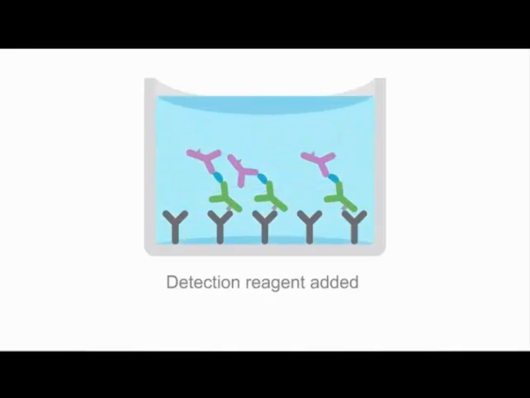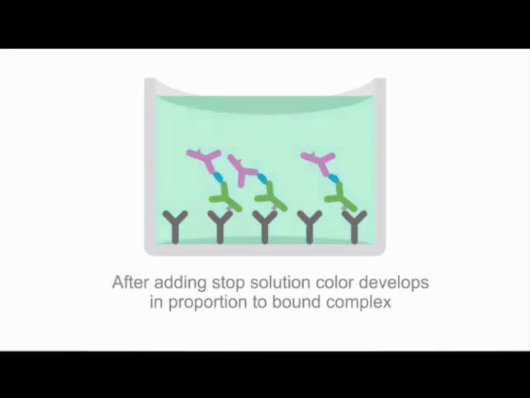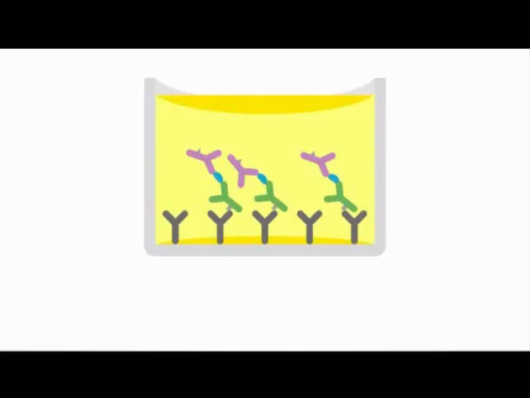Next, a detection reagent, also known as TMB, is added to every well and incubated for 10 minutes. Following the incubation, a stop solution is added to every well where color develops in proportion to the bound sandwich complex. To measure each signal, a SimpleStep ELISA is read on a standard microplate spectrophotometer instrument at a 450 nanometer wavelength.